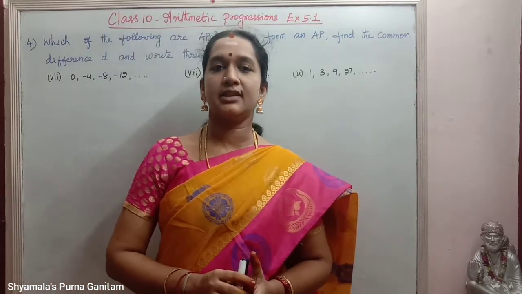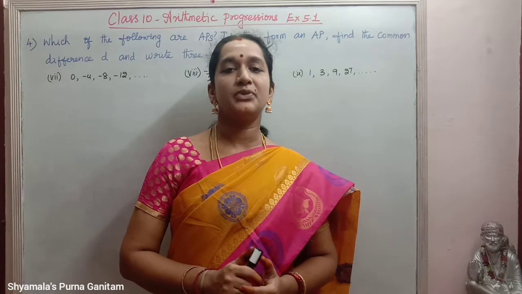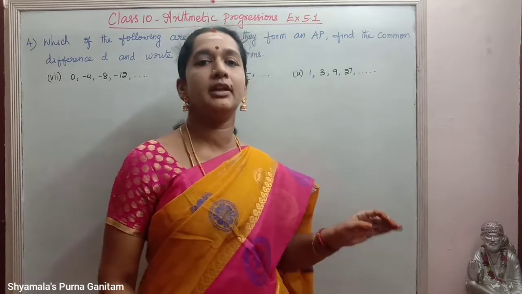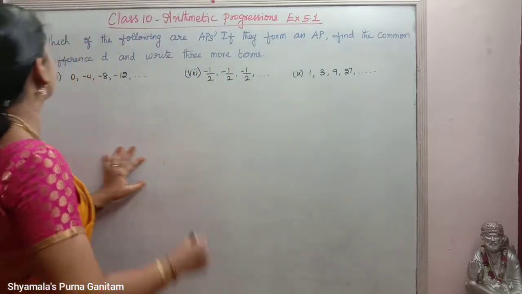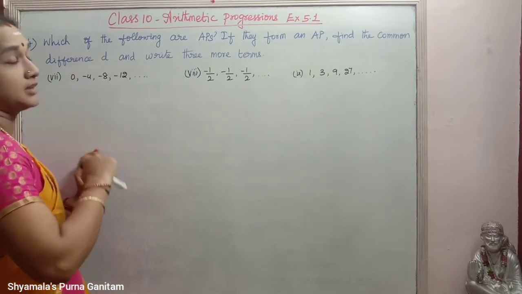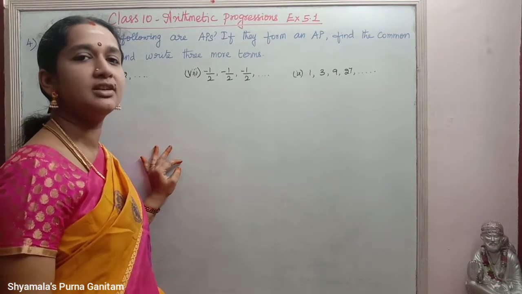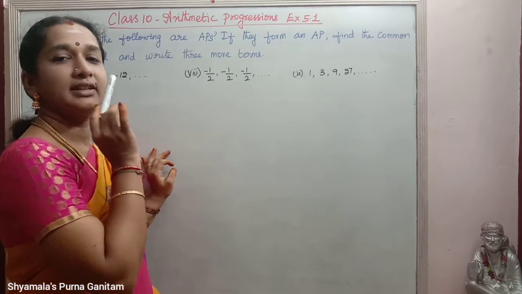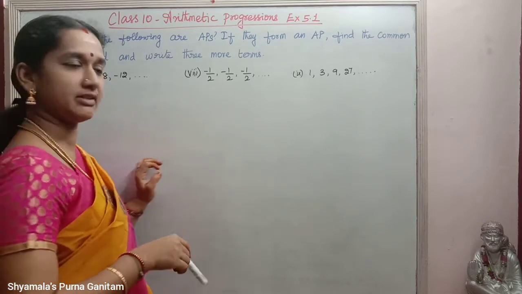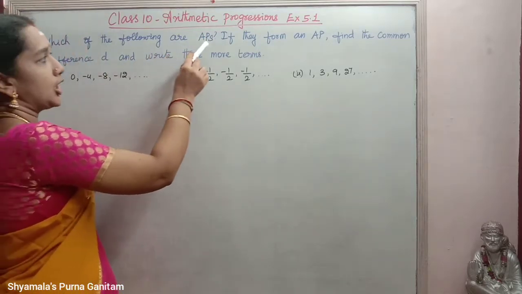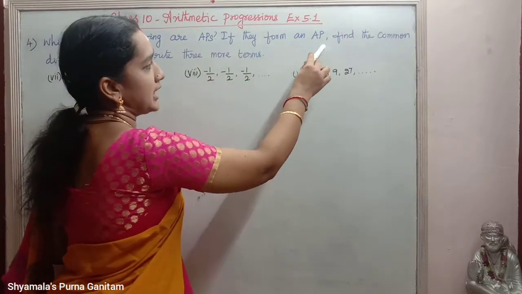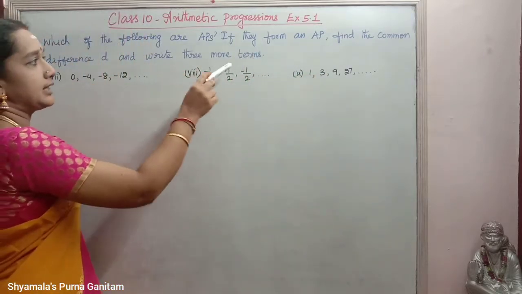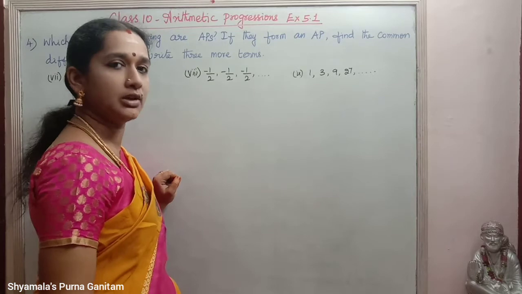In that first exercise, in the first subdivision I have already completed 6 sums, and in the 4th subdivision I have also completed 6 sums. I will continue with the 7th sum. Which of the following are APs? If they form an AP, find the common difference and write 3 more terms.